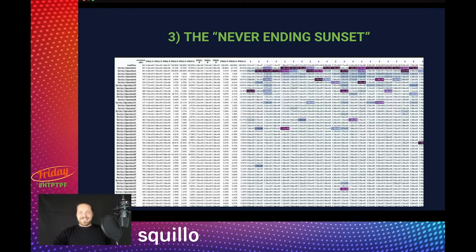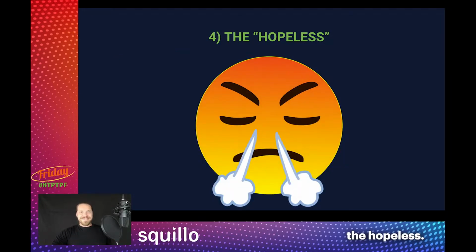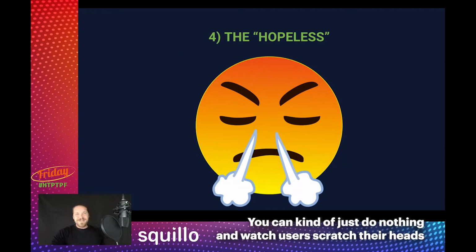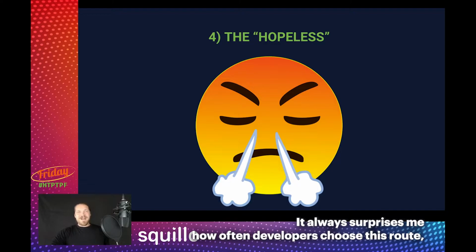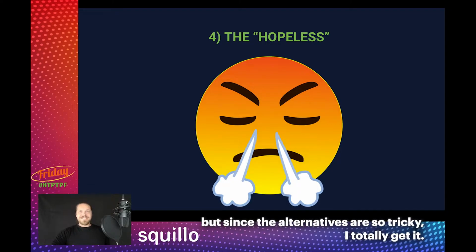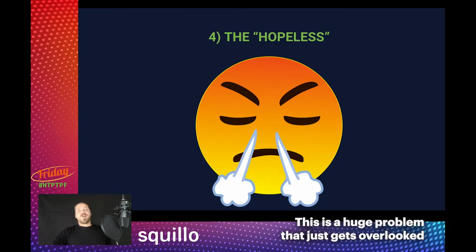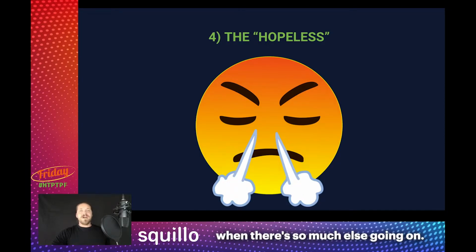And finally, the hopeless. You can kind of just do nothing and watch users scratch their heads when the app doesn't work. Hopefully they'll come back, I guess. It always surprises me how often developers choose this route, but since the alternatives are so tricky, I totally get it. This is a huge problem that just gets overlooked when there's so much else going on.